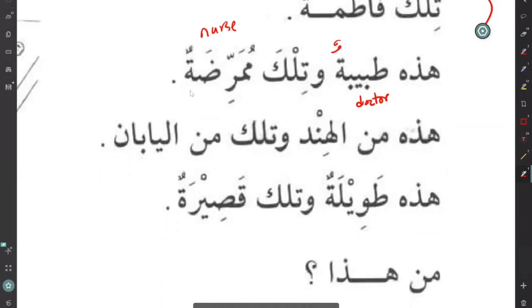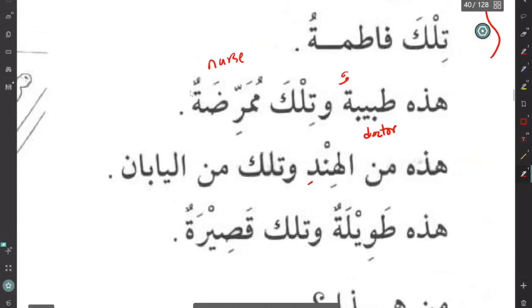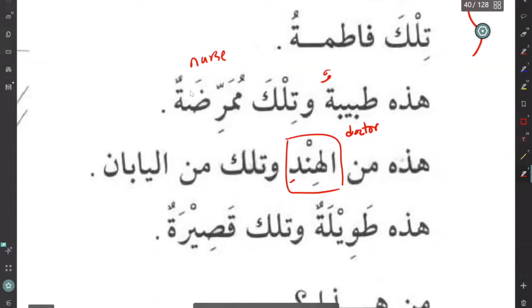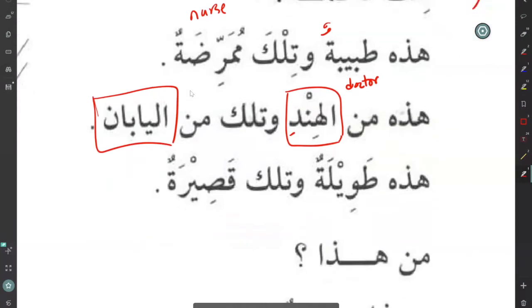هذه من الهند. We had this word before. هذه من الهند وتلك من اليابان. Right? Do you remember what al-Hind meant? Who remembers? Okay, yes. Now, and al-Yaban. Yaban is what? Japan. Yes, good. هذه طويلة. Okay, yes. You guys told me that you never heard the word طويل. Anyway, هذه طويلة. طويلة is tall. Tall, okay? وتلك قصيرة, which is the opposite.